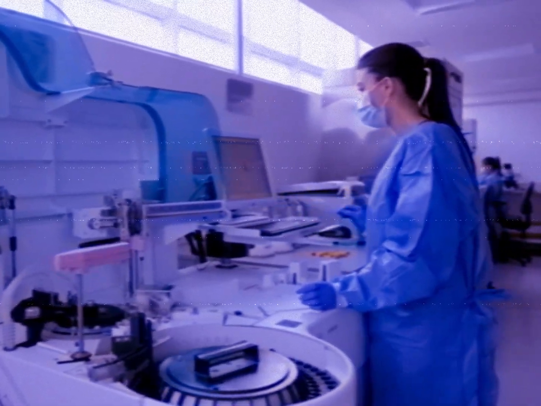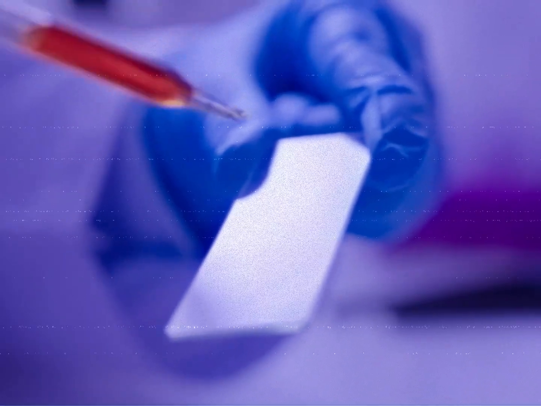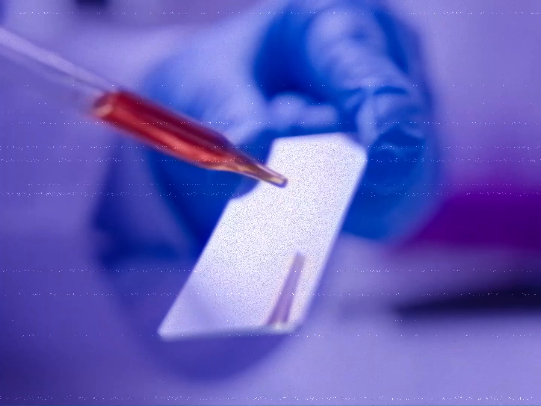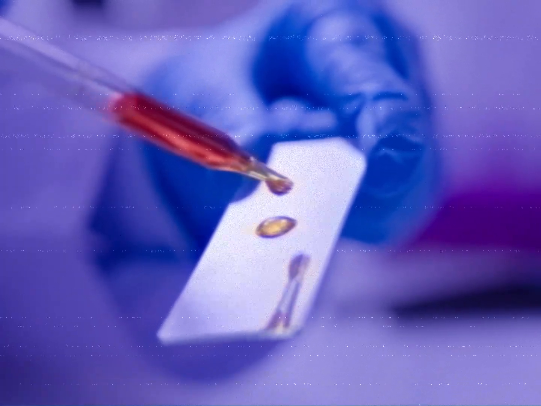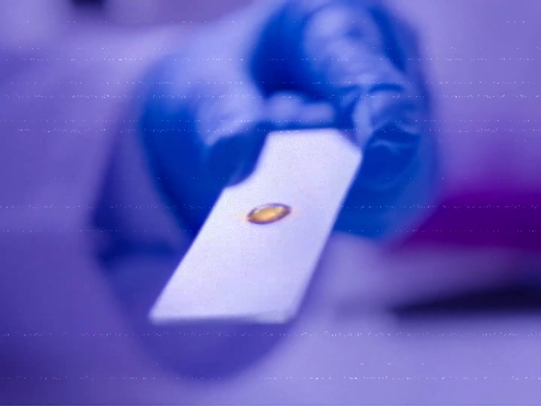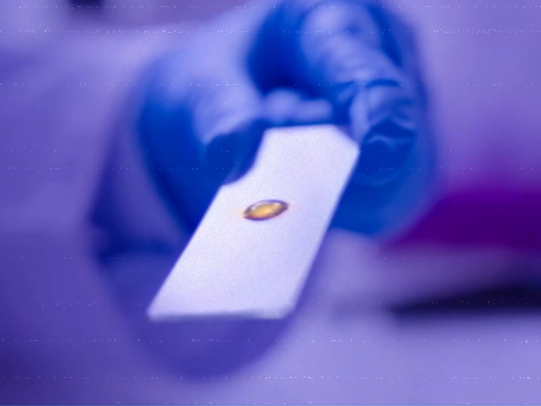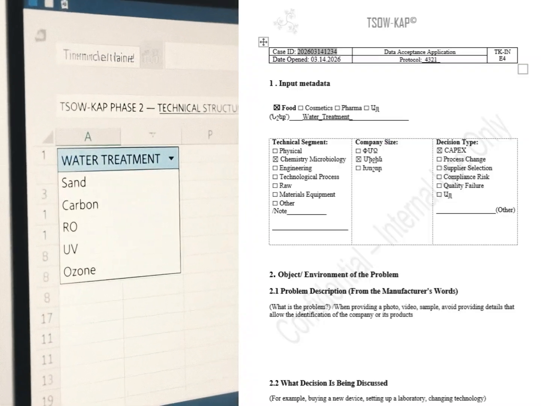Before replacing equipment, before spending capital, before making a costly decision. The process starts with a 3-minute self-screening radar, a short diagnostic questionnaire that detects hidden risk patterns. If a signal appears, the company submits a case alert. The alert is received by a case intake clerk. Their role is critical. They formalize the case.